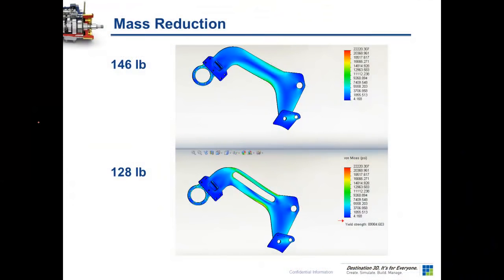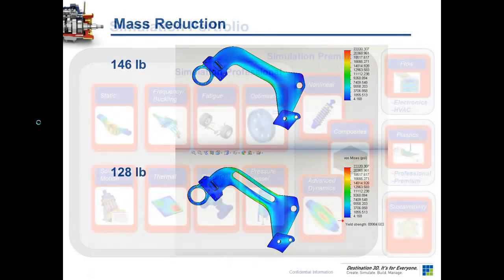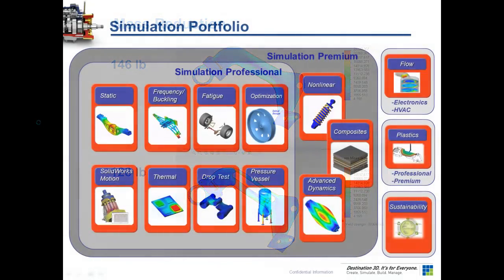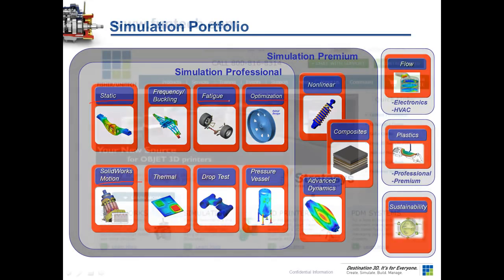In summary, we've been able to reduce the mass of this part from the initial concept by almost 20 pounds. And we've accomplished this task with confidence using some of the tools in Simulation Professional. Motion was used to estimate loading, static analysis to calculate stresses. Optimization has been used to optimize the mass to stress relationship, and fatigue is used to verify the life of the part.